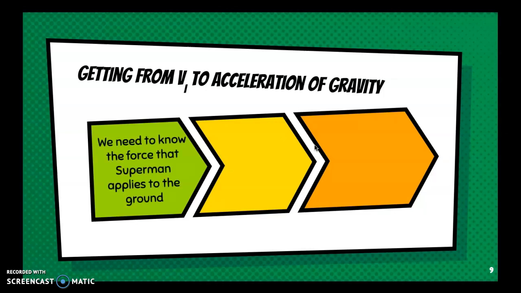We need to know the force that Superman applies to the ground. You'll see why soon. So that's important. What's the force that Superman applies to the ground when he pushes off? Here's the equation we're going to use to do that. Force equals mass times acceleration. And there are two formulas we're going to dig into a little bit here. Acceleration equals the change in velocity, delta V, divided by time, or change in time, technically. But we'll live with it the way it's written.